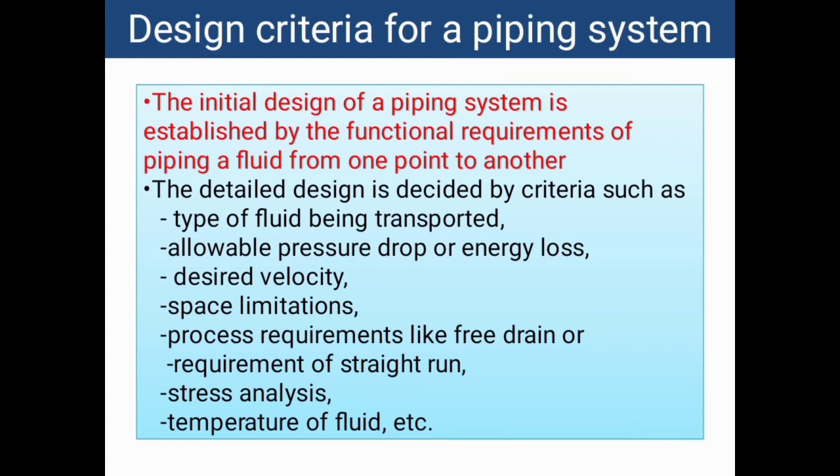So what is the design criteria for a piping system? When you choose a pipe, it is based upon the nature of the materials, whether it is a corrosive material, non-corrosive material, or a colloidal material, and it depends upon the operating parameters such as temperature, pressure, and velocity of the fluid, space limitation, and process requirements, whether it is a straight line pipe or circular pipe, and we have to check the stress analysis for the pipe. These are the various criteria while choosing the piping system.